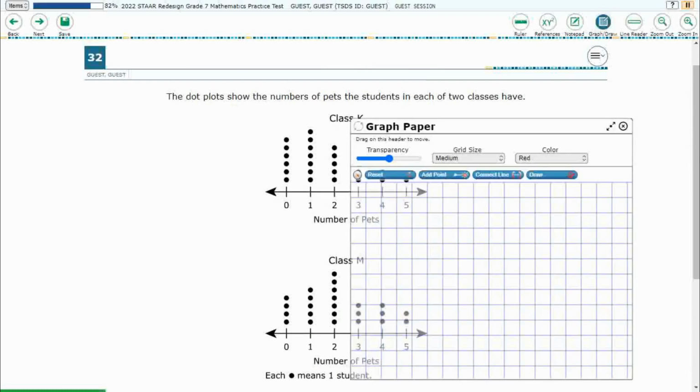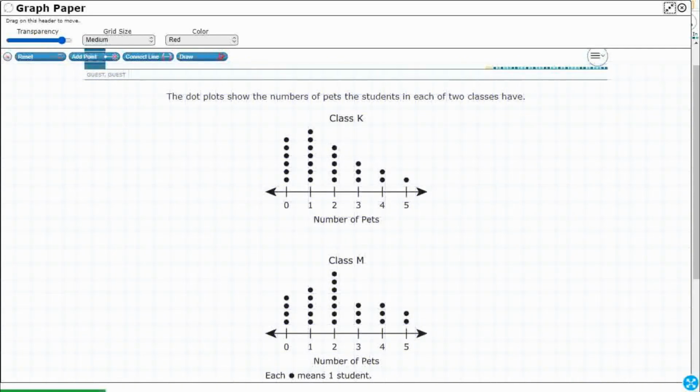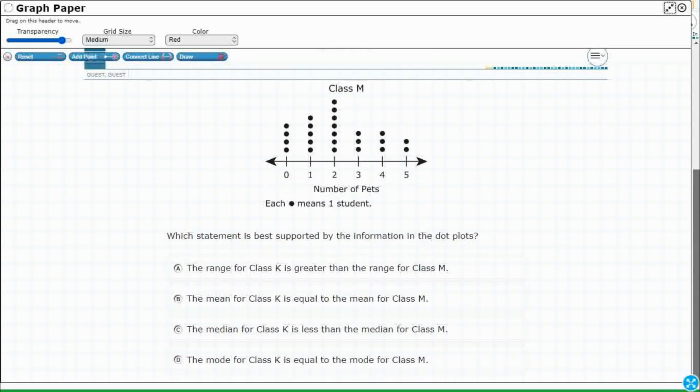All right, so we've got two different dot plots here, and we simply need to find the statement that is true. Open up our graph draw feature. You can actually still scroll behind there, and we're just going to compare the two and say the range, the median, the mode, or the mean is going to be greater than, less than, or equal to. All right, so let's start with our easy ones here.